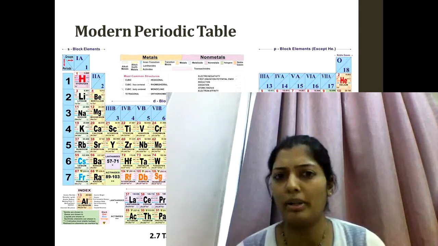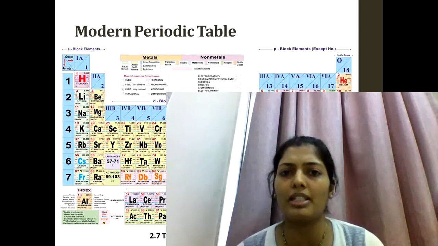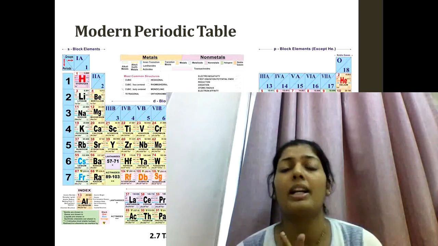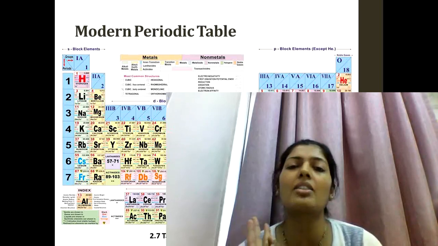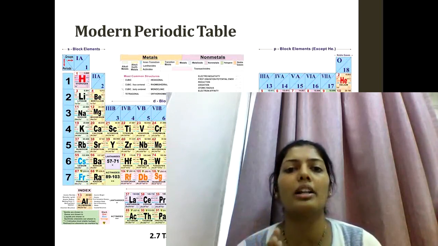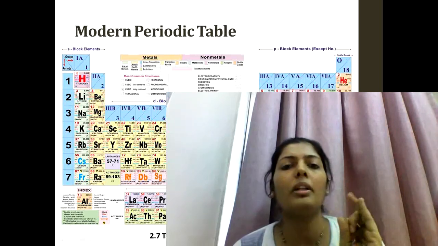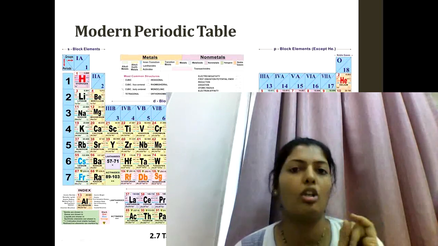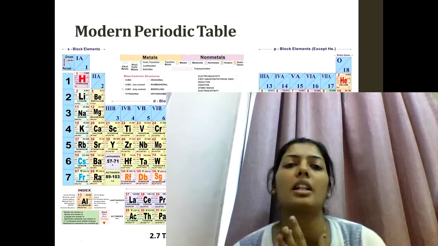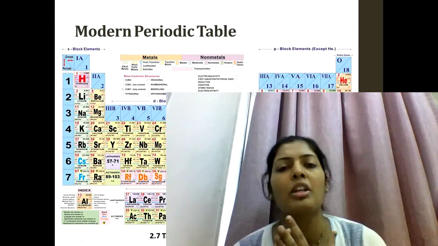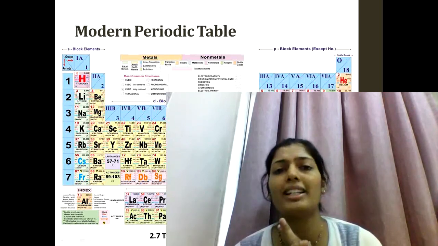like normal elements, transition elements and inner transition elements. Normal elements are those elements whose last shell is incompletely filled. Transition elements are those whose last 2 shells are incompletely filled. Inner transition, last 3 shells are incompletely filled. So I'll repeat: normal last shell is incompletely filled, transition last 2 shells are incompletely filled and inner transition last 3 shells are incompletely filled. So in the previous session I discussed in detail what are transition elements, what are inner transition elements.